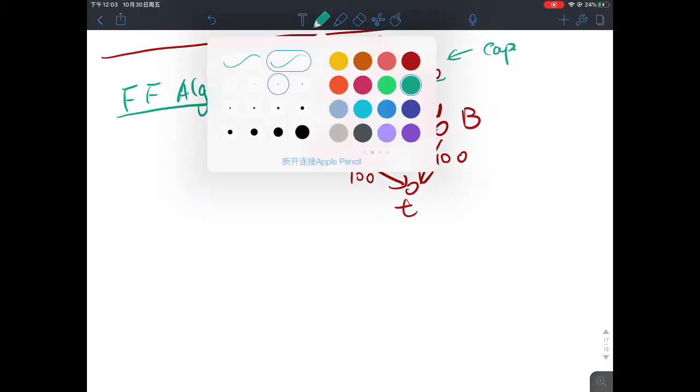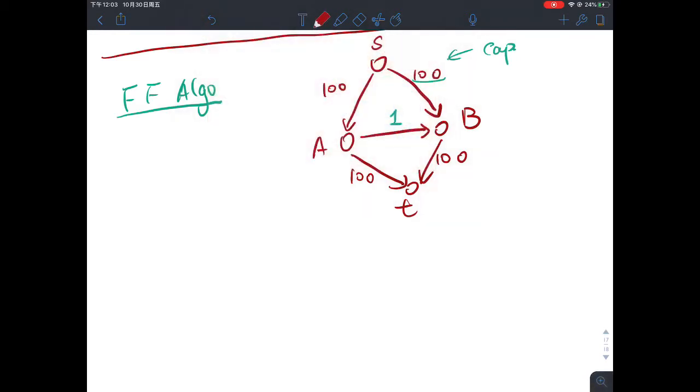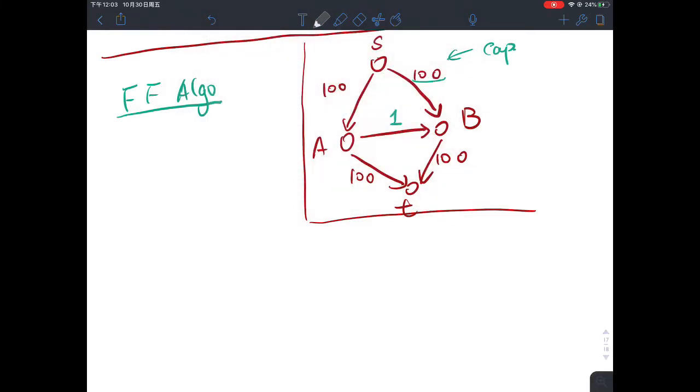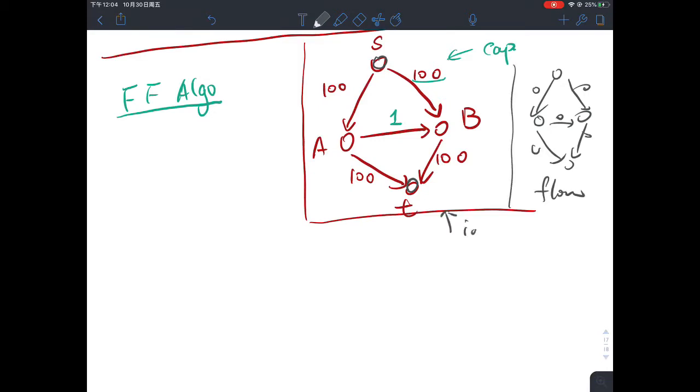So the bad execution looks like this. We start with the original graph, and we want to start with finding an augmenting path, that is, a path that connects S and T that allows us to push more flow. In the beginning, the flow is really just empty, so everything is 0. This is the flow graph, and this is the original input graph.